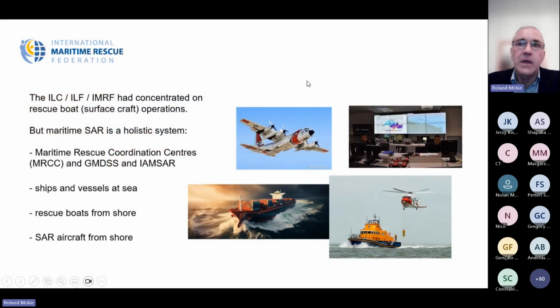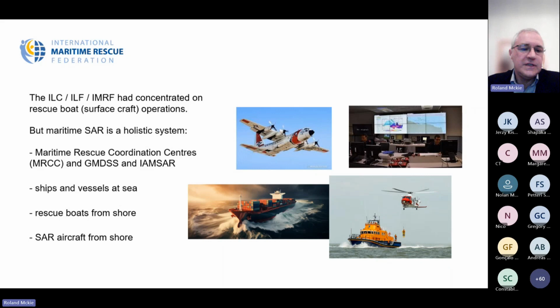We need to draw in aviation into the International Maritime Rescue Federation, because aviation is a holistic process. So as I said, we had concentrated very much on surface craft operations, but maritime SAR is a holistic system. We've got the MRCCs, and we do have some MRCC and RCC members in the IMRF. We have the GMDSS and system for communications and coordination. And we have the International Aviation and Maritime SAR Manual, which brings the aviation and maritime processes and the two organisations, ICAO and IMO, together.